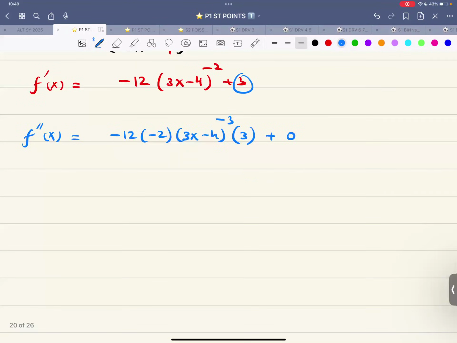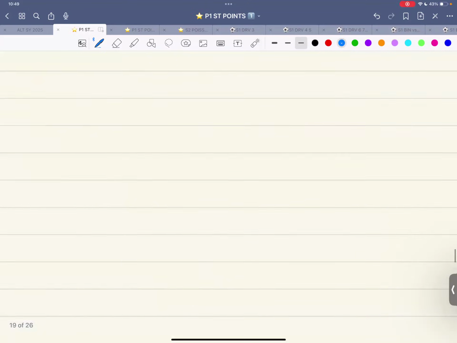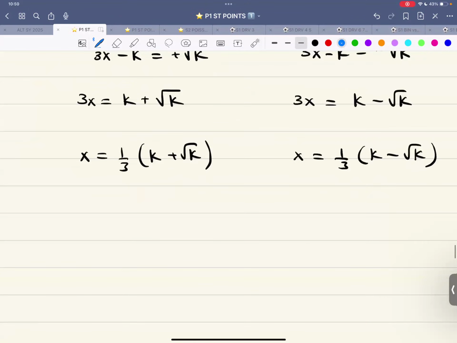So therefore, this is positive 24. Actually, 24 into 3, that is 72. So positive 72 over (3x minus 4) raised to the power of 3, that is f double prime x. Also, we have the coordinates of the stationary point. So this is one stationary point. This is the other stationary point.